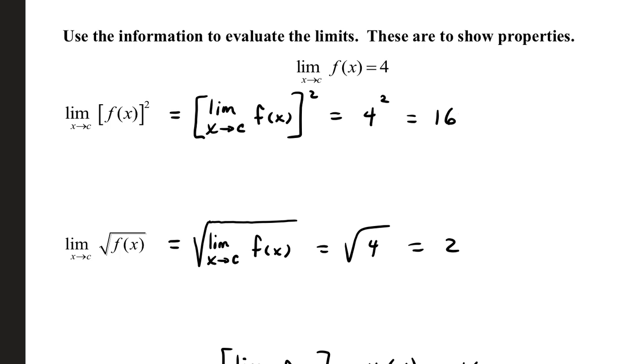Square roots are just a different form of exponents. That's actually a power of 1/2. We don't need to translate it. We can take our limit value, which is 4, and take the square root of that value, which is 2. These are just to show some properties of limits.